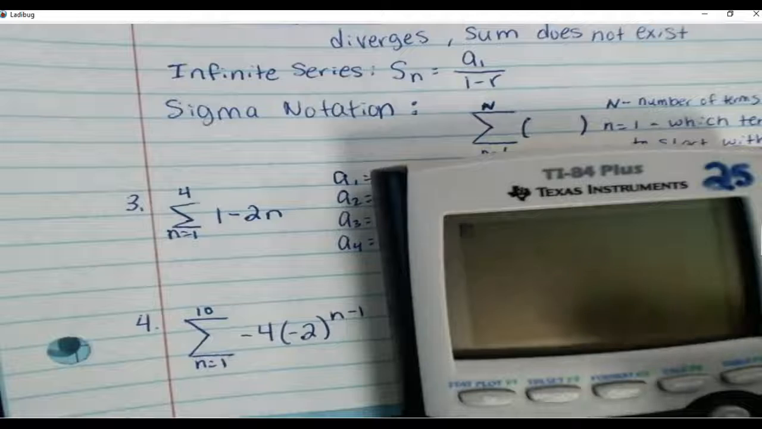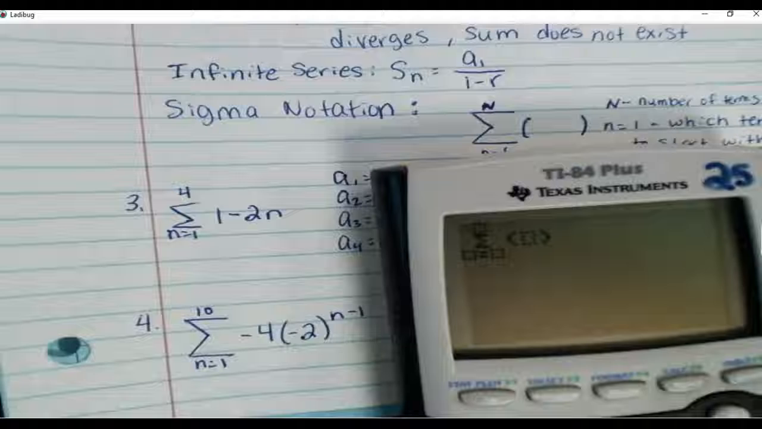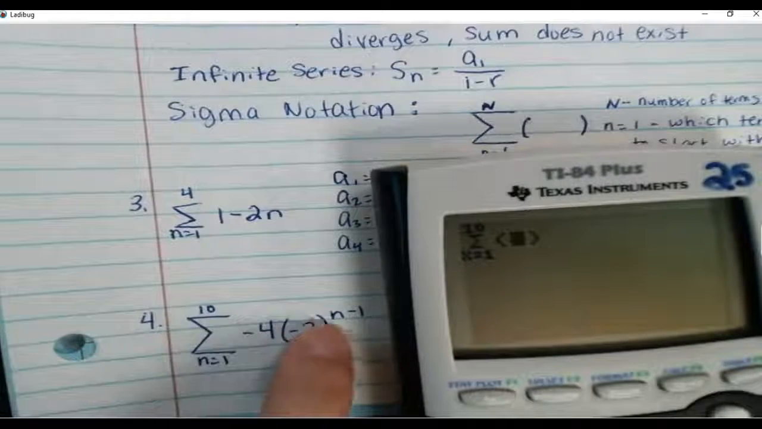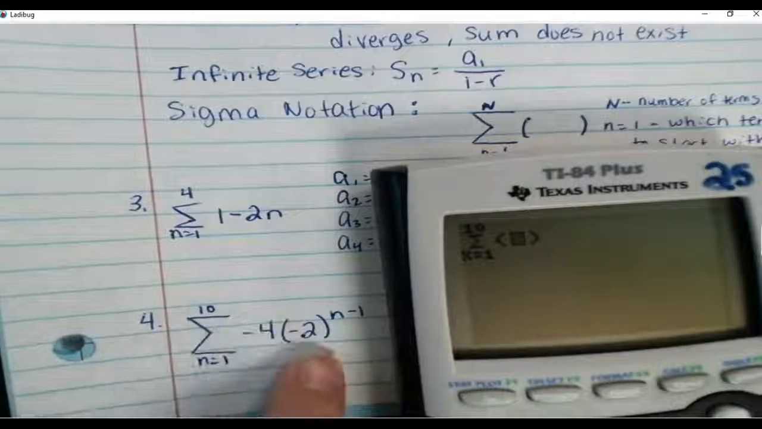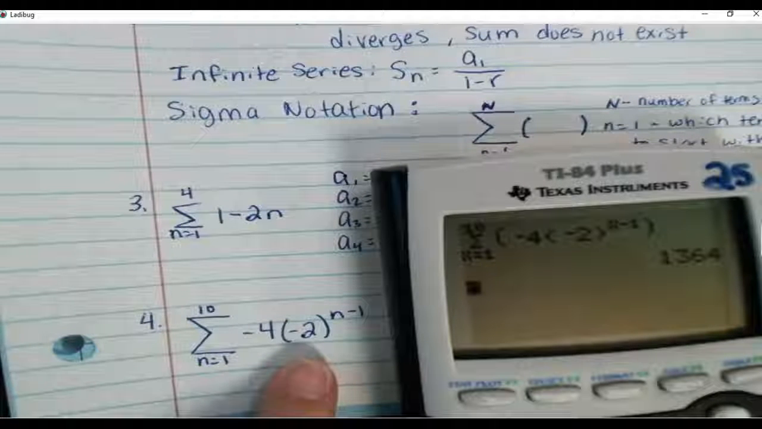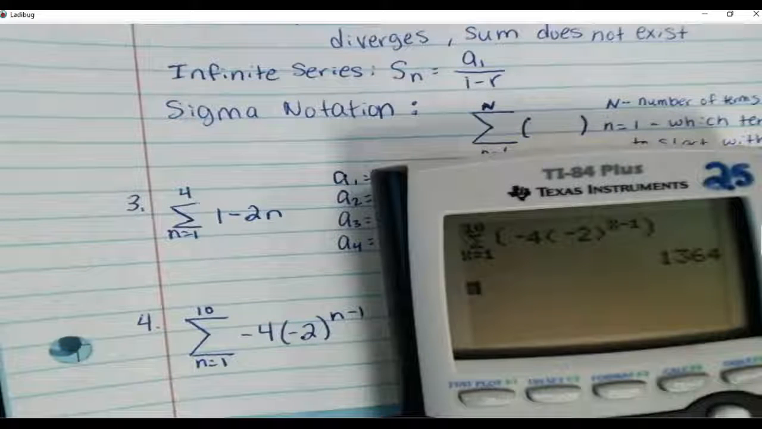So to type it in, we go Math. We go to 0. Again, you can pick whatever letter you want to. I'm going to use x equals 1. We want the first 10 terms. And then everything, -4 times -2 to the n minus 1, all that goes in these parentheses. Okay. And hopefully you get 1364. Any questions? You may not get that.